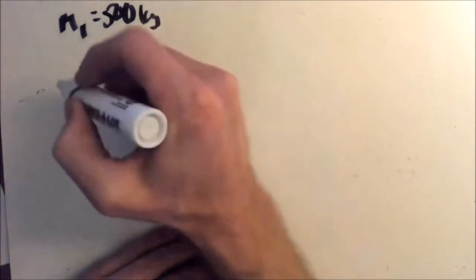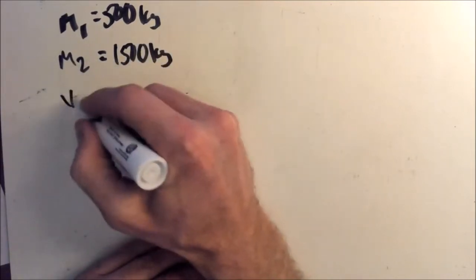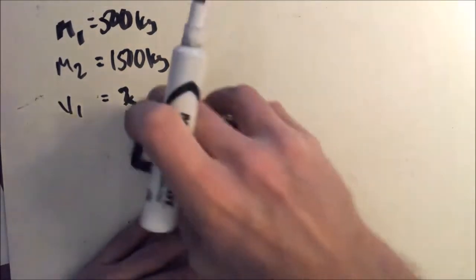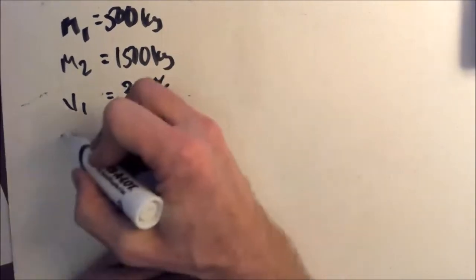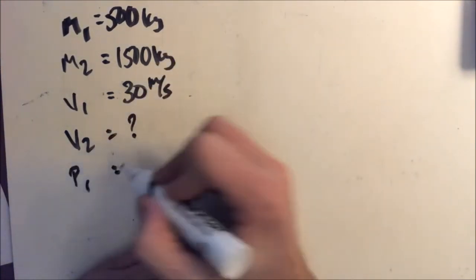Number 5, a car with mass 500 kilograms travels at a velocity of 30 meters per second. What is its momentum? Another car with a mass of 1,500 kilograms has the same momentum. How fast is it going? Okay, so let's go ahead and say m1 is equal to 500 kilograms, m2 is 1,500 kilograms, and v1 is 30 meters per second, and we're solving for v2 and p1.